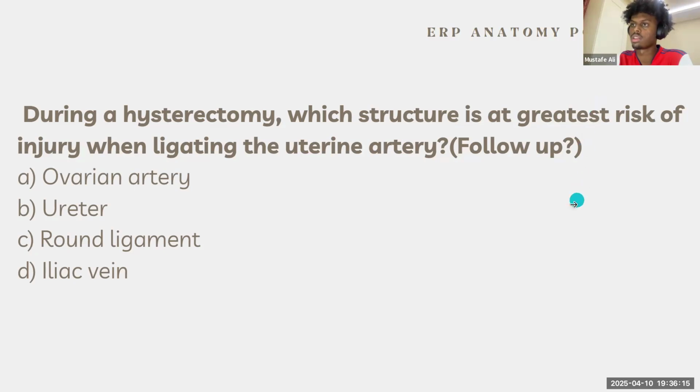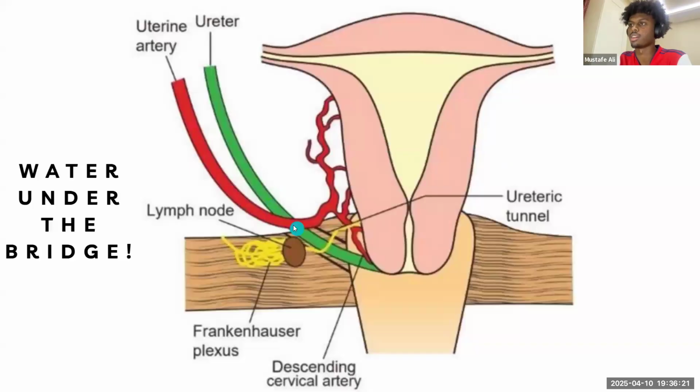The answer is B, the ureter. And which ligament does it run through? I'll explain it on this slide right here.